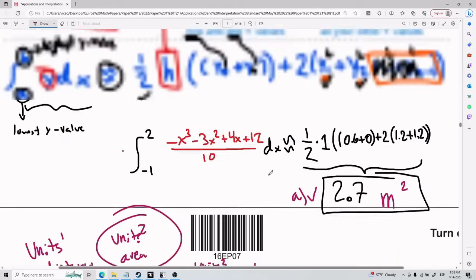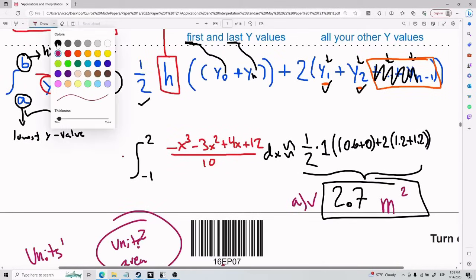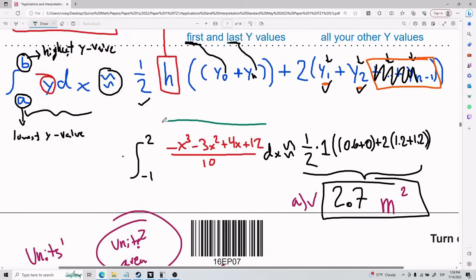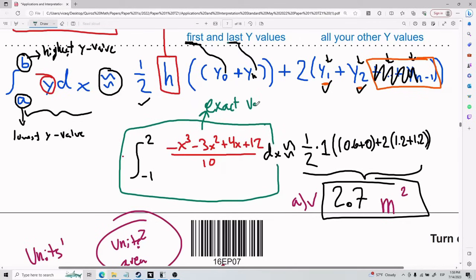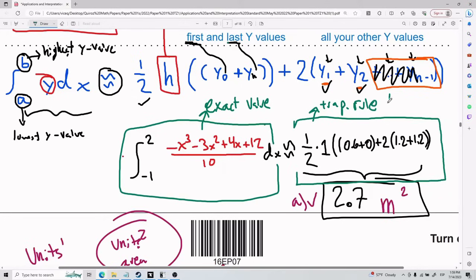So actually, what's going on is that this here that I put way earlier is the exact value. This on the right side of it is the trapezoidal rule, and is also approximate, okay? Approximate value. And so for the exact value, I need to do the stuff on the left, okay?